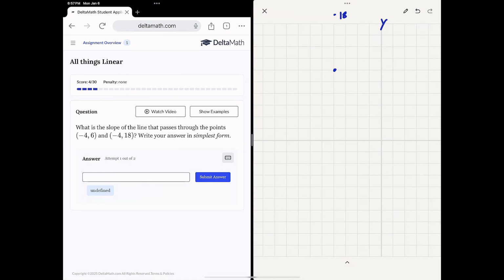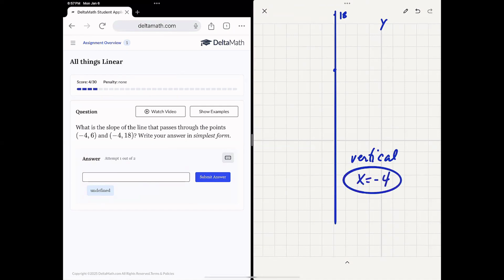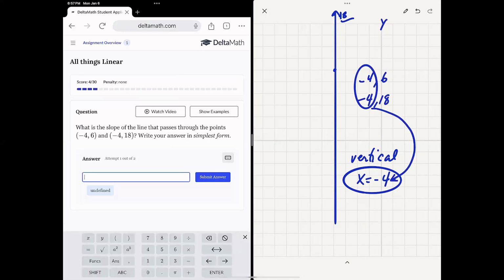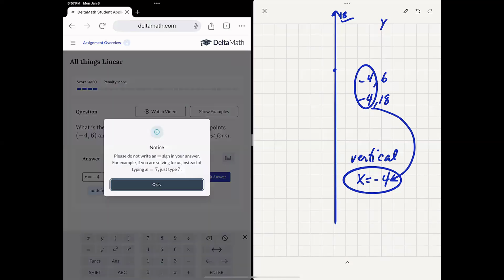Now, the key is you should see that this is going to be a vertical line. So the equation is just going to be x equals the x coordinate. So it's going to be a negative 4. That's it. So even though the graph paper doesn't go up to 18, the key is you have a negative 4, 6, and you have a negative 4, 18. So these are the same. So that is your equation. So it's going to be x equals a negative 4. Submit it. Please do not write an equal sign.